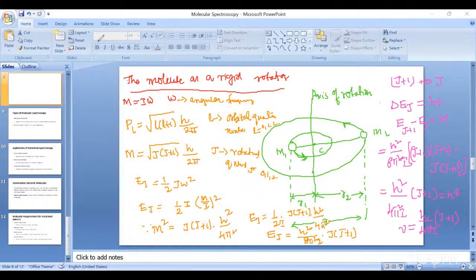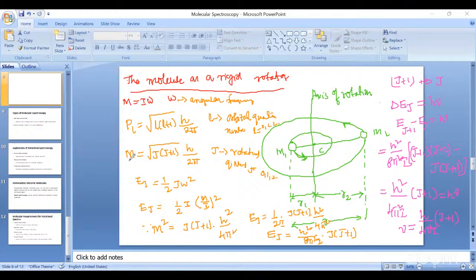So we can write Ej equals half I omega square, where omega is the angular frequency. We can substitute omega equals m by I here, so we get half into I into m by I whole square, which gives m square by 2I. Already we have m equal to root over j into j plus 1 into h by 2 pi.